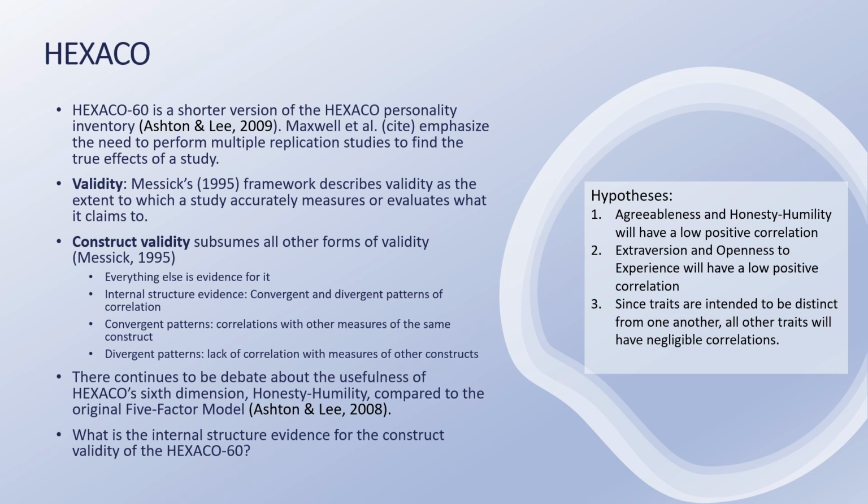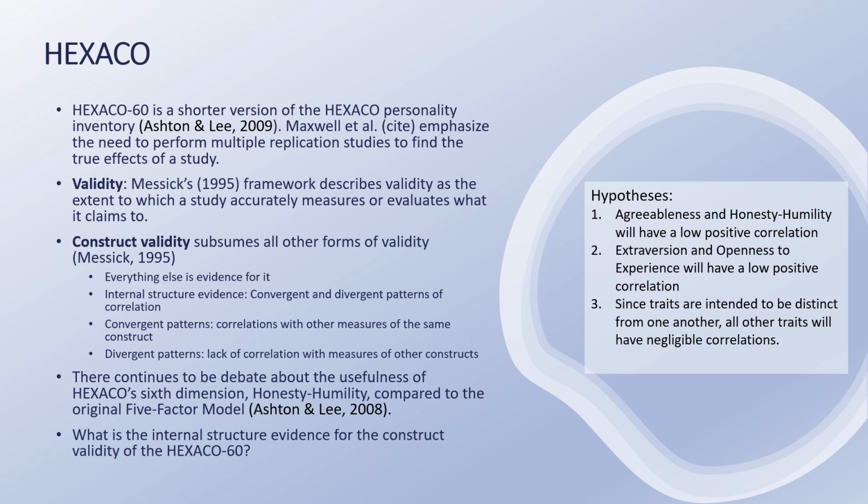There is often a limited amount of time available when measuring the personality traits of research participants, so a shorter version of HEXACO, named HEXACO-60, was created. The current study is a conceptual replication to find evidence for the construct validity of the shorter version. There continues to be debate about the usefulness of HEXACO's 6-dimension honesty-humility compared to the original 5-factor model.